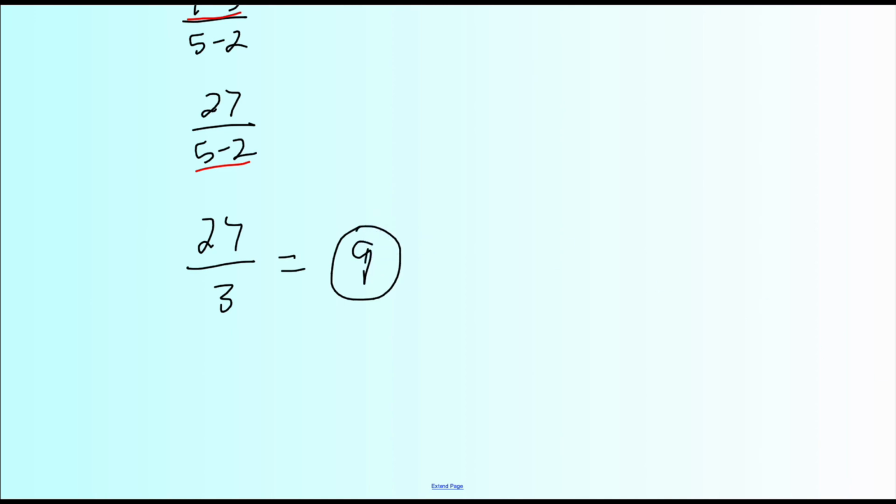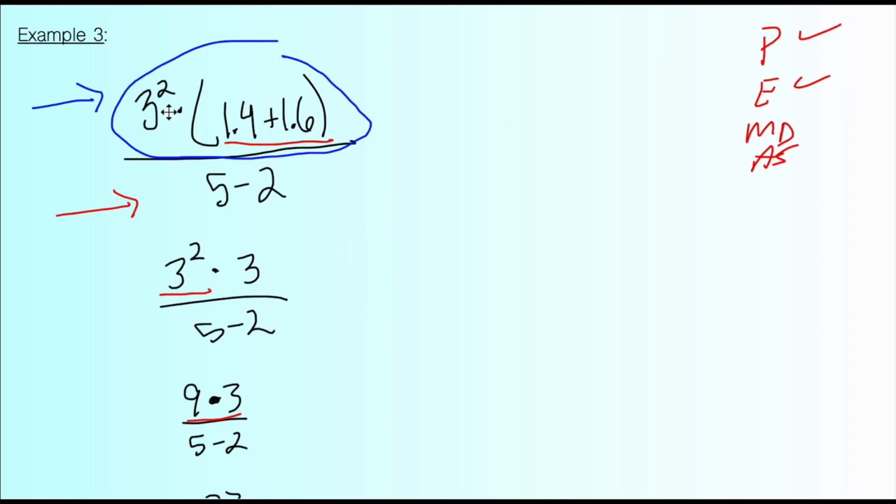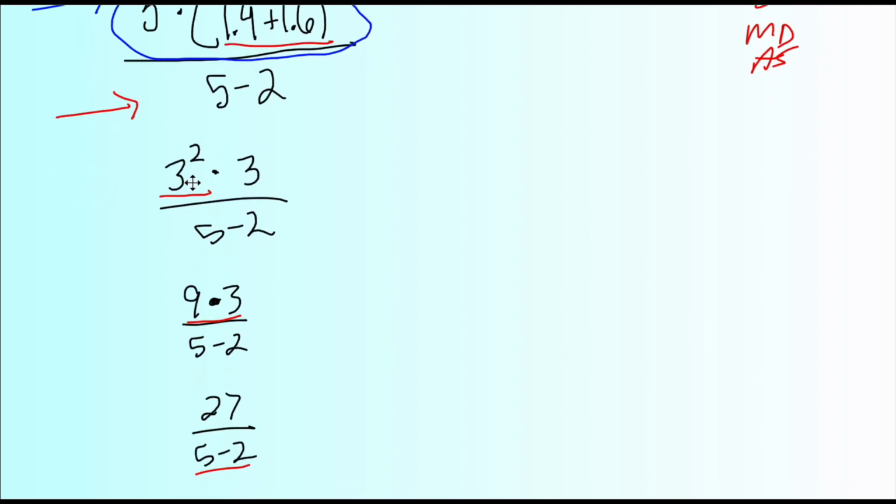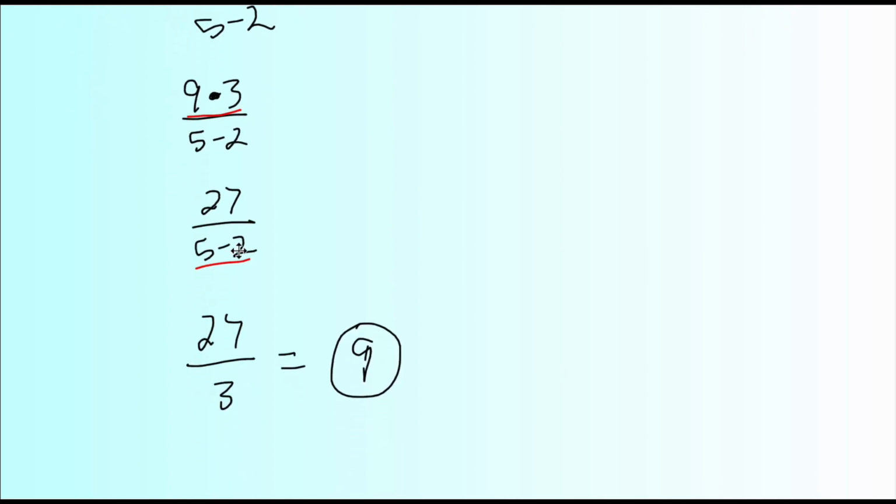And this is a division problem, so 27 divided by 3 equals 9. Final answer. And I'll just scroll up real quick so we can look at what I did. We've got parentheses first, we got 3. Exponents next, we got a 9. 9 times 3 to finish off the whole top part of the problem is 27. On the bottom, we had 5 minus 2, which is 3. And 27 divided by 3 equals 9, and that's our final answer.